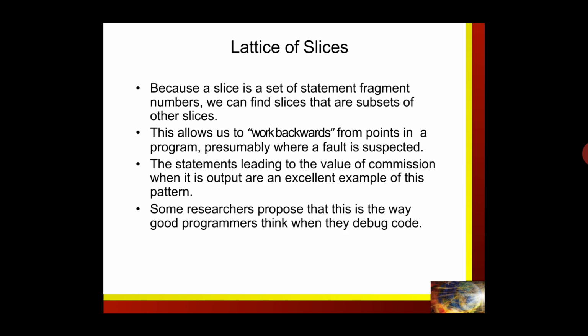So, the lattice of slices. A lattice is nothing but a consideration, because a slice is a set of statement fragment numbers. We can find slices that are subsets of other slices, and of course we can find slices that are subsets of other slices also. This allows us to work backwards from points in a program, presumably where a fault is suspected.